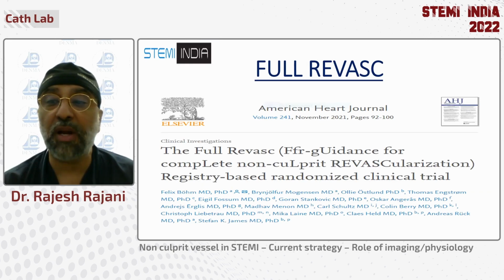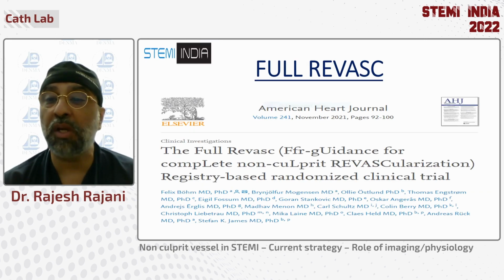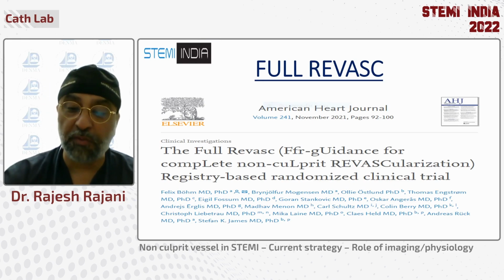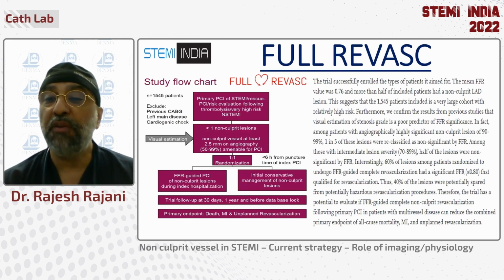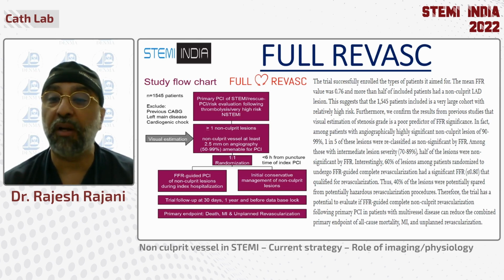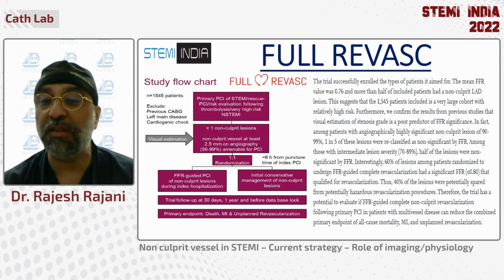The FULL REVASC trial, the FFR versus angio-guided revascularization of non-culprit artery, published in American Heart Journal in 21, enrolled 1545 patients. It found that 1 in 5 of angiographically significant lesions were reclassified as non-flow limiting by FFR. Considering lesions of intermediate severity, half were reclassified as non-flow limiting by FFR. Overall, 40% of lesions were spared from potentially hazardous revascularization procedures.